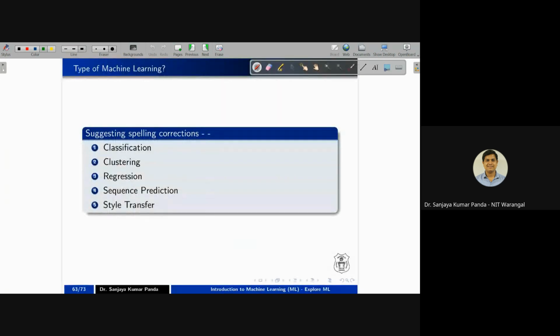Okay. So suggesting spelling corrections, what we are getting nowadays in Grammarly, Ginger, or any other applications. Spelling corrections. Sequence prediction is predicting a particular word. Suppose I am writing, let's say, Waranga, Warangal. For example, Warangal is a word that is given in the dictionary. But I am talking about spelling corrections. I have missed some particular word.